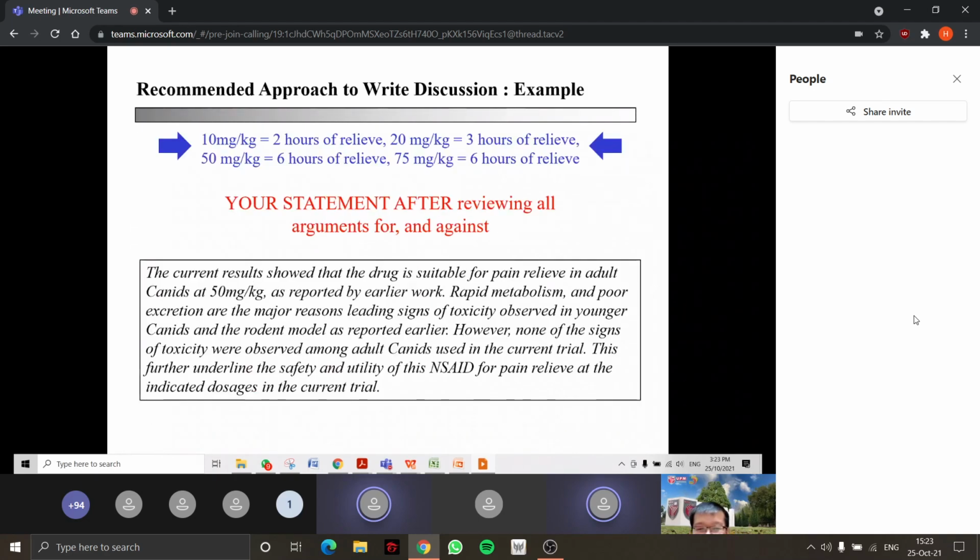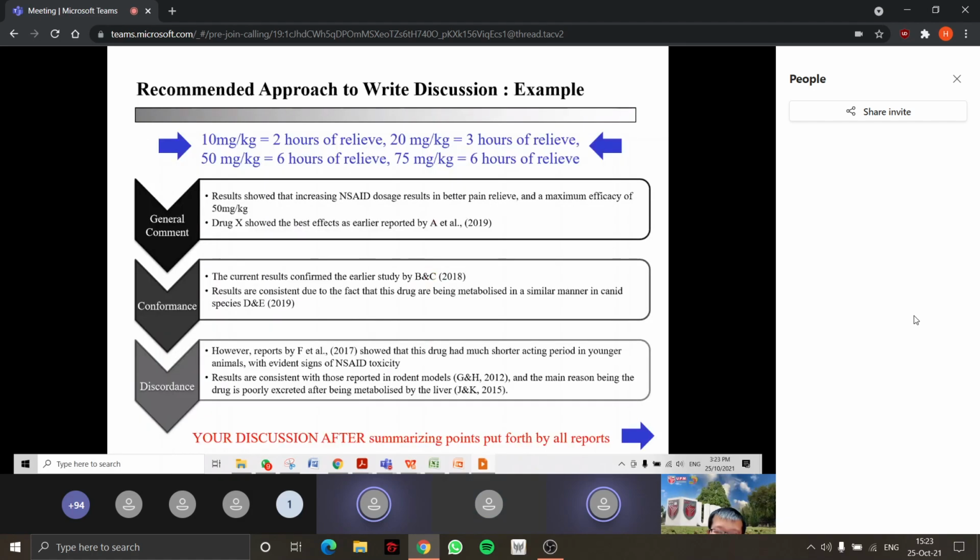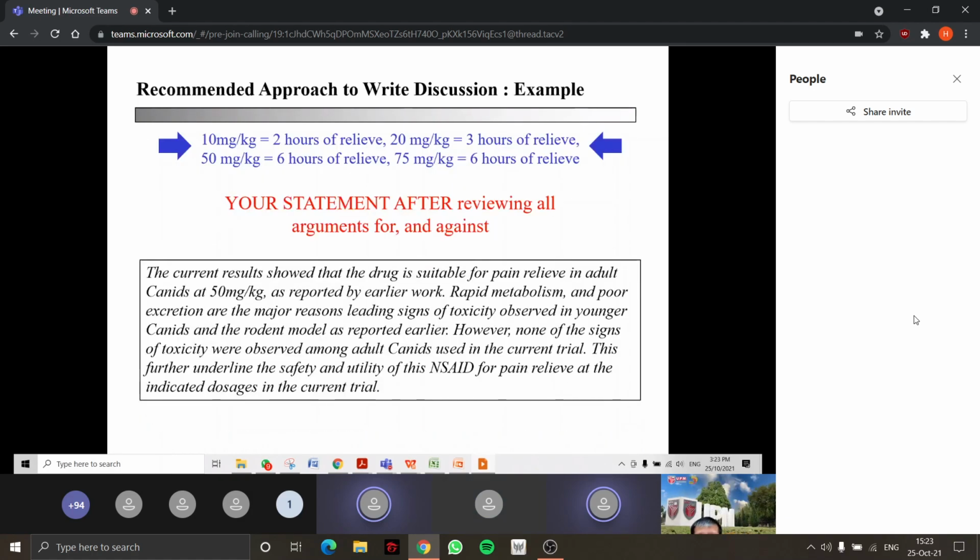So after you have done all this, this is your statement based on these results. You can go and read this. The current results showed that the drug is suitable for pain relief in adult candidates, as reported by earlier work, because 75 milligram per kilogram doesn't give you any extra pain relief. Rapid metabolism, poor excretion, major reasons linked to this. However, no signs of toxicity were observed among adult candidates used in this current trial. And this is how you write it.